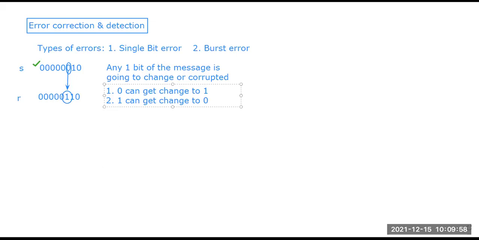By the corruption process, zero is becoming one or one is becoming zero, or any one bit is getting changed, and so the whole message is going to change. The combination of the message is going to change. That is known as a single bit error. And the second part is the burst error.